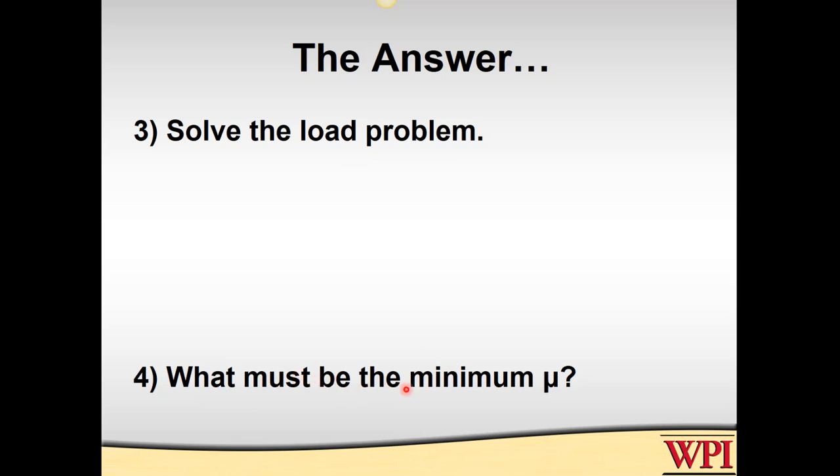Okay, so let's look at solving the load. That's no problem. What about the minimum coefficient of friction? The coefficient of friction is the relationship between F sub F and the normal force N sub F. If it's just about to slip, it will be just this constant right here, and this is called the coefficient of friction.